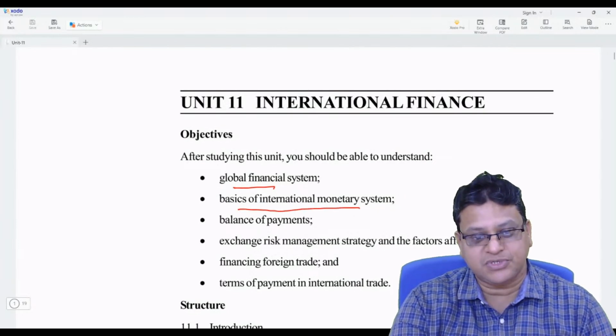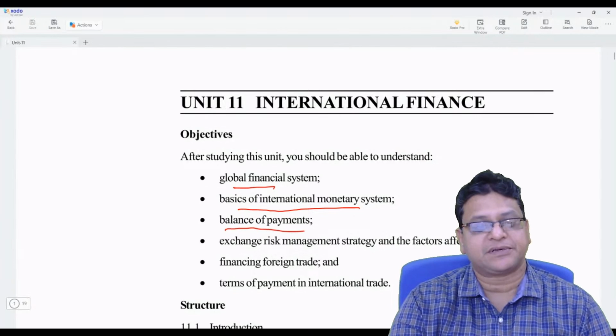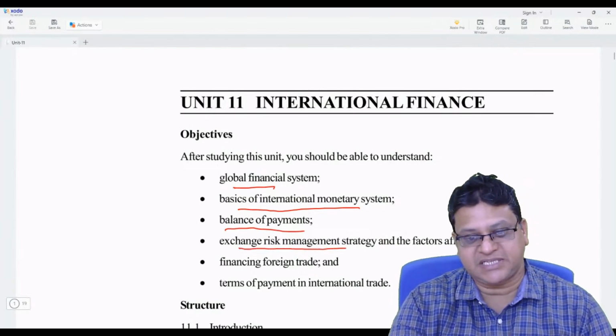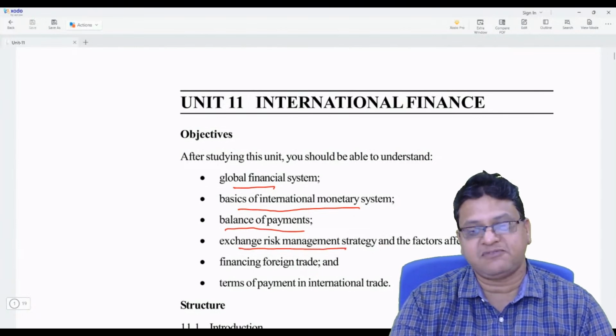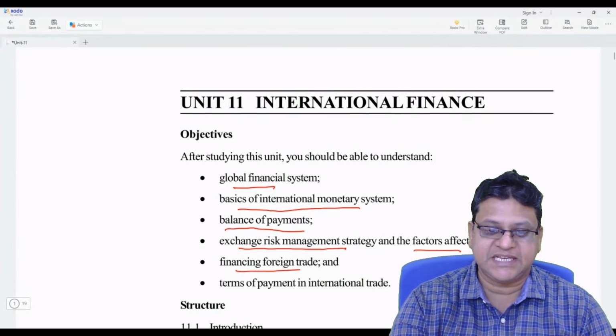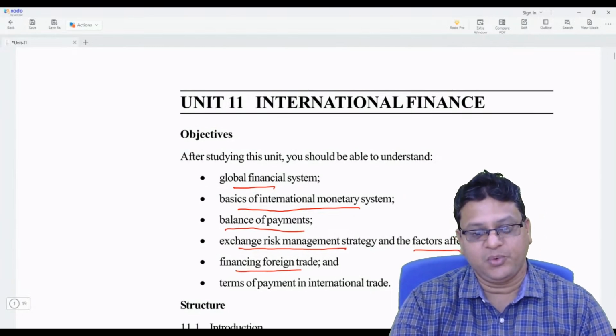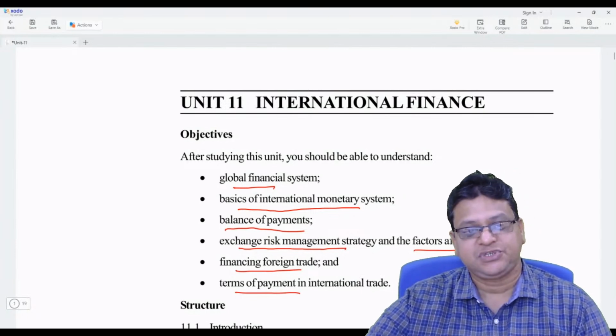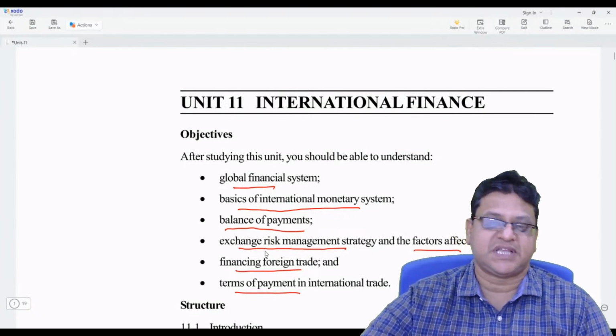You can know the concept of balance of payment. You can know what is exchange rate risk management strategy and what factors affect it. And you can know the financing of foreign trade. You can know the terms of payment in international trade. So we will discuss all these things.